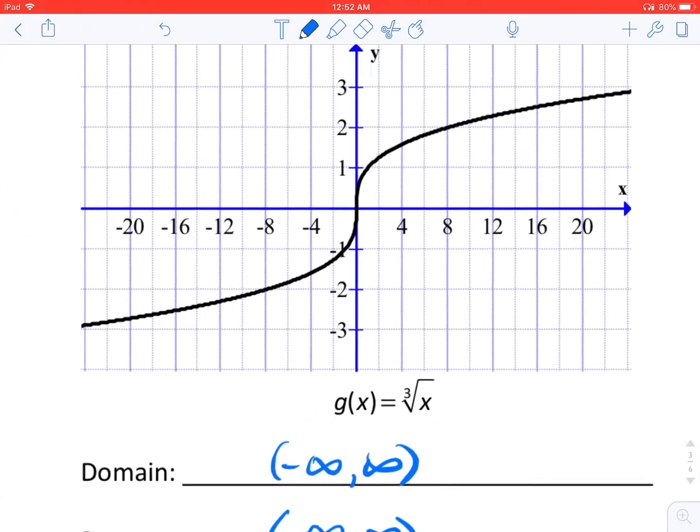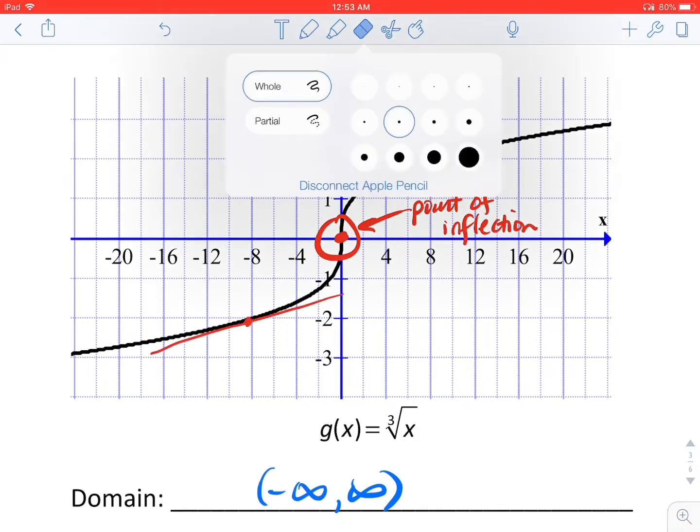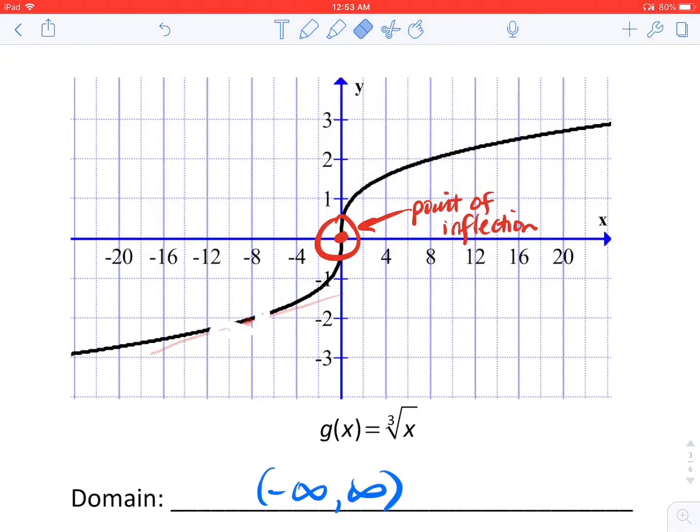I do want to focus just for a second on something that I meant to say in the last video, but I just didn't. This point of inflection right here, some interesting stuff happens here that I don't want to spoil. You'll get to it in calculus, but if you think of what the slope of a point, not actually, ignore it, rewind, never mind.